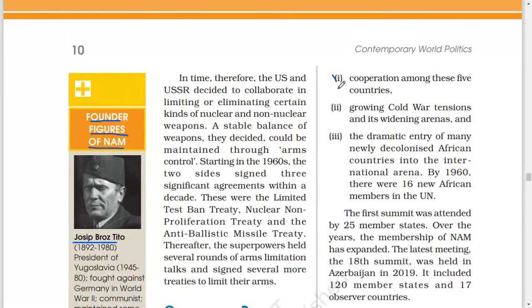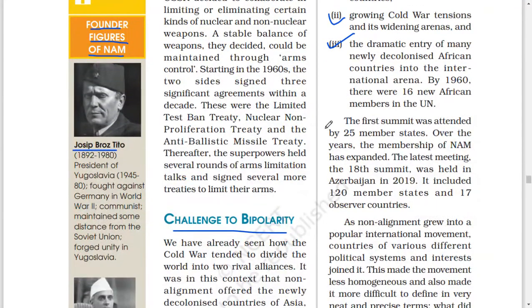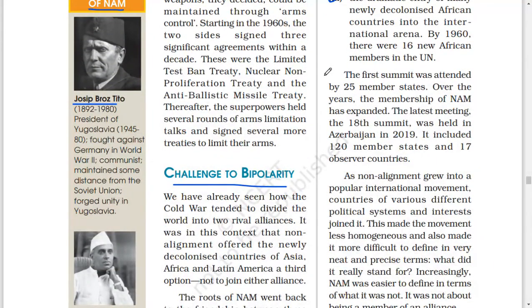1. Cooperation among these five countries. 2. Growing Cold War tensions and its widening arenas. And 3. The dramatic entry of many newly decolonized African countries into the international arena. By the 1960s, there were 16 new African members in the UN. The first summit was attended by 25 member states.